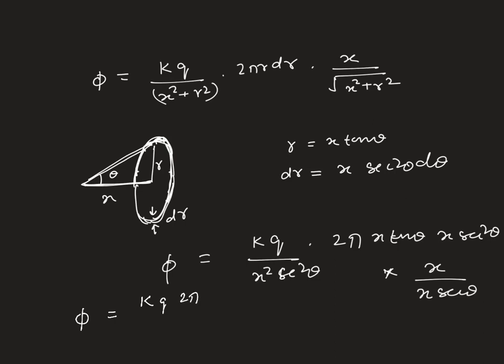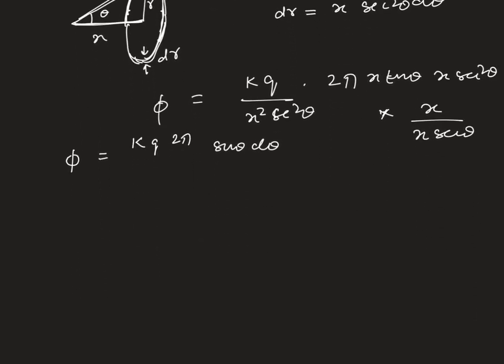What else? Let's see here, sin theta d theta. Are we missing anything? Nope. So let me write it again. Flux is going to be kq 2 pi sin theta d theta, and then we integrate it. And how do we integrate it?